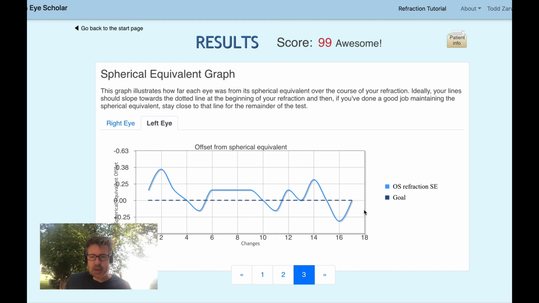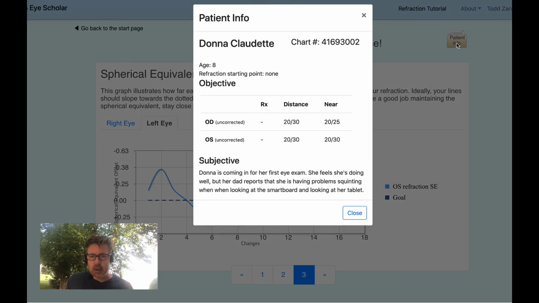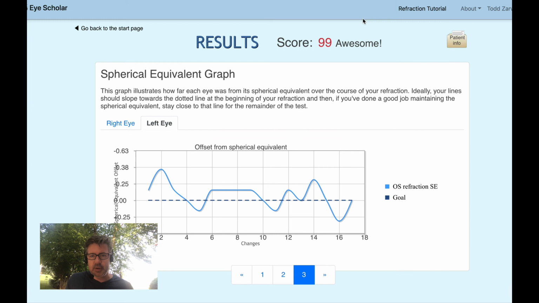So, that went really well. And I think, what was her name? Her name was Donna. Donna Claudette will be very happy with her glasses. That smart board is going to be clear. And since we're correcting some cylinder, hopefully she'll be more comfortable far and near, and will make Donna's life better.